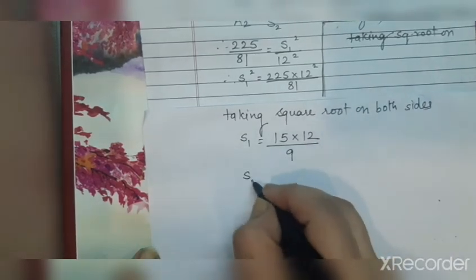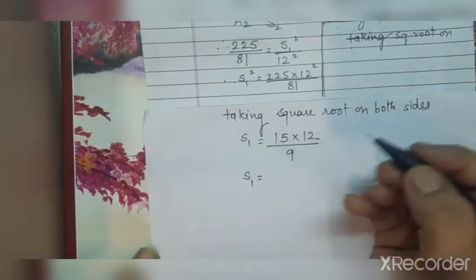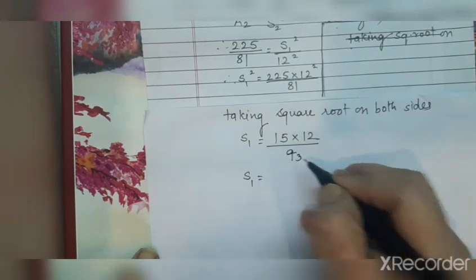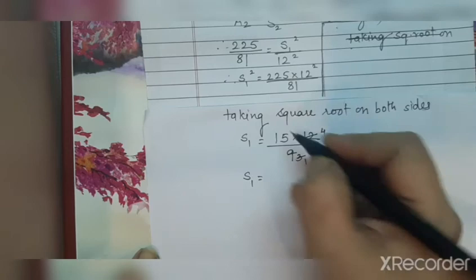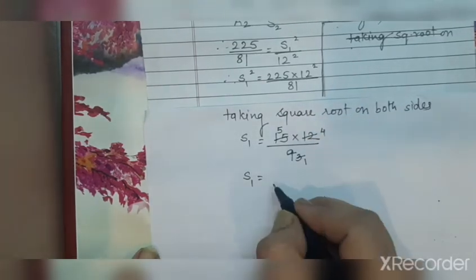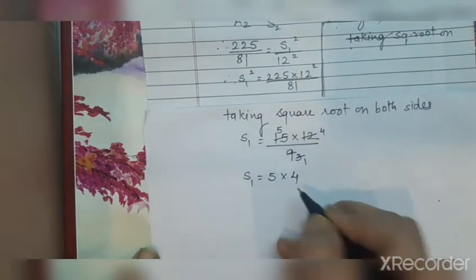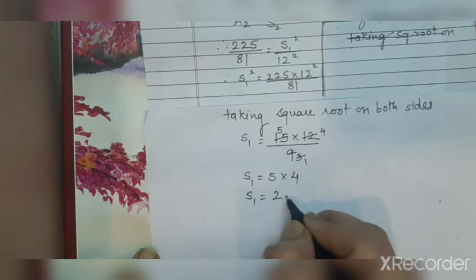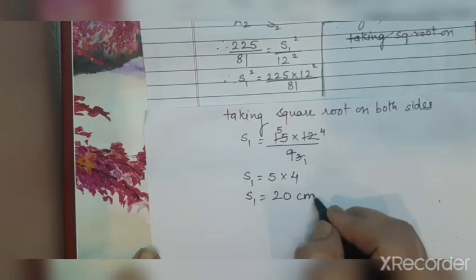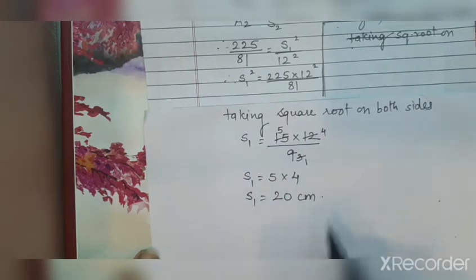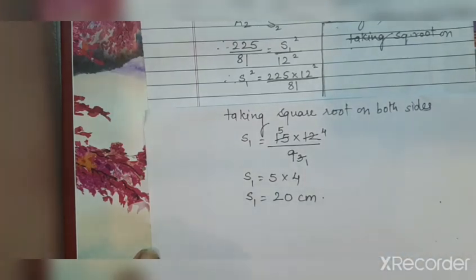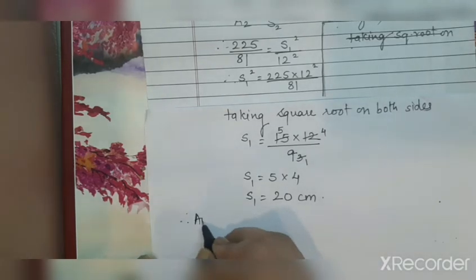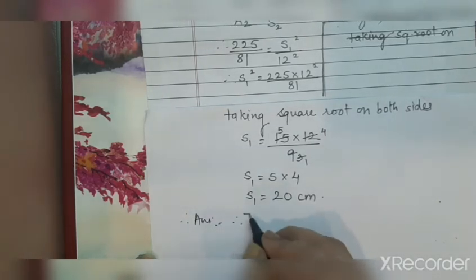Now whatever we can cancel, we will cancel here. So 3 3s are 9, 3 4s are 12, 3 1s are 3, 3 5s are 15. So we have got 5 into 4, which is 20. Now here they have given the units centimeter. We can't leave our answer here as S1 equal to 20 centimeter because they have asked to find the corresponding side of the bigger triangle.